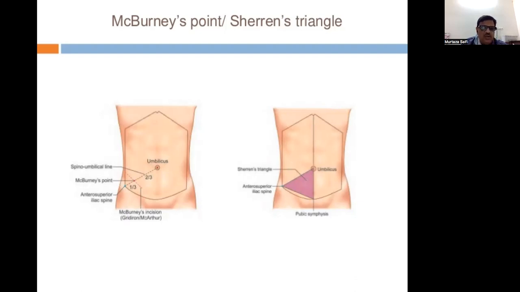For the McBurney incision, we draw a line from the umbilicus to the anterior superior iliac spine. The junction of the middle two-third and lateral one-third is the point where McBurney point is present. So this is all about McBurney point and Sherren's triangle.